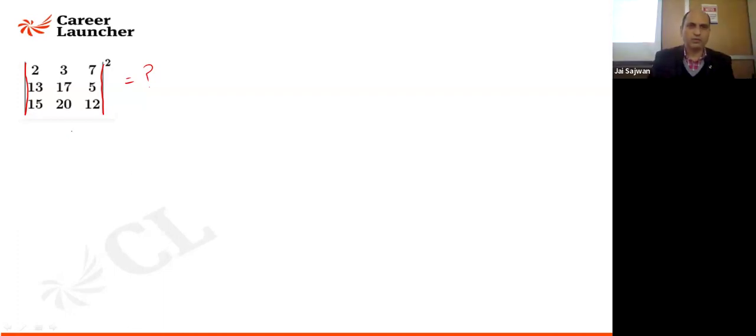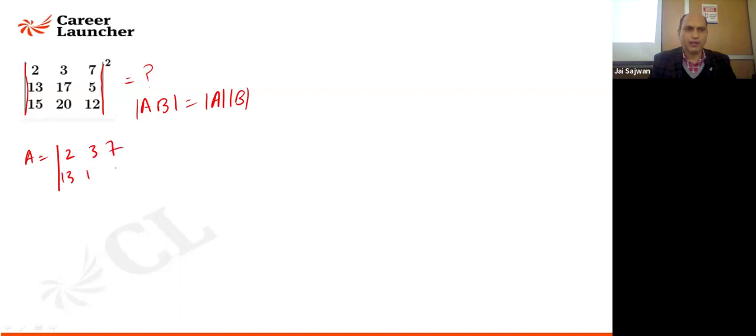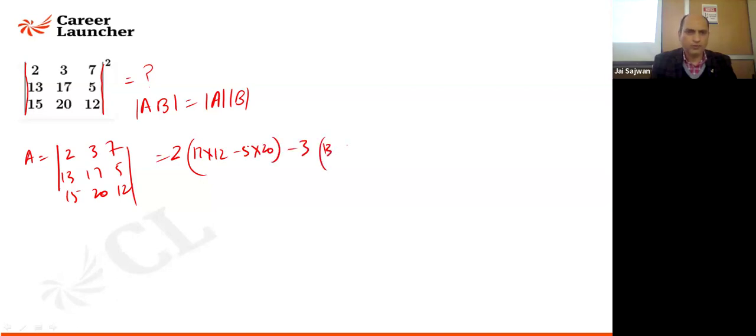Here, determinant of AB is equal to determinant of A into determinant of B. You should be aware of it. So when I'm talking about the square of it, say that A is equal to 2, 3, 7, 13, 17, 5, 15, 20, 12. I want to find out the determinant of this: 2, 17 into 12 minus 5 into 20. Then it is minus 3, 13 into 12 minus 15 into 5, plus 7.